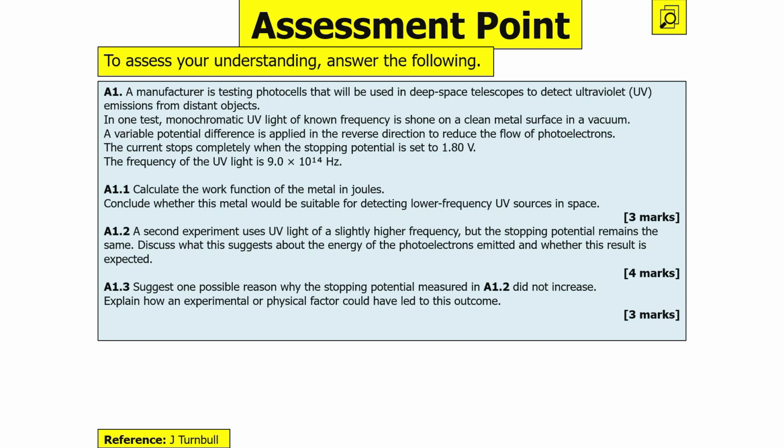Conclude whether this metal will be suitable for detecting lower frequency UV sources in space. A second experiment uses UV light of a slightly higher frequency, but the stopping potential remains the same. Discuss what this suggests about the energy of the photoelectrons emitted and whether this result is expected. Suggest one possible reason why the stopping potential that was measured in A1.2 did not increase. Explain how an experimental or physical factor could have led to this outcome. So pause the video now, then unpause the video when you want to go through your answer.